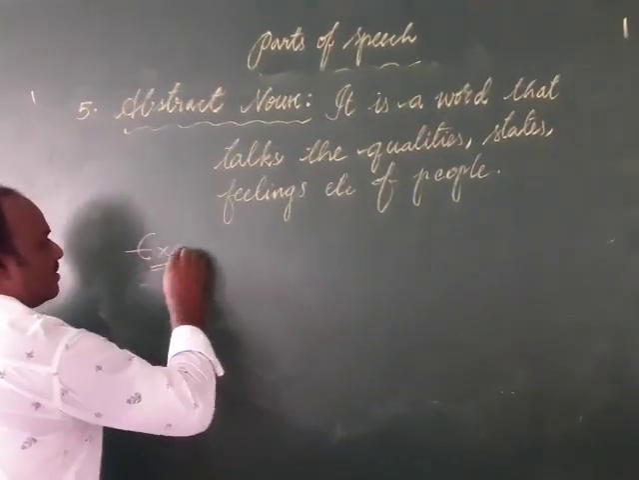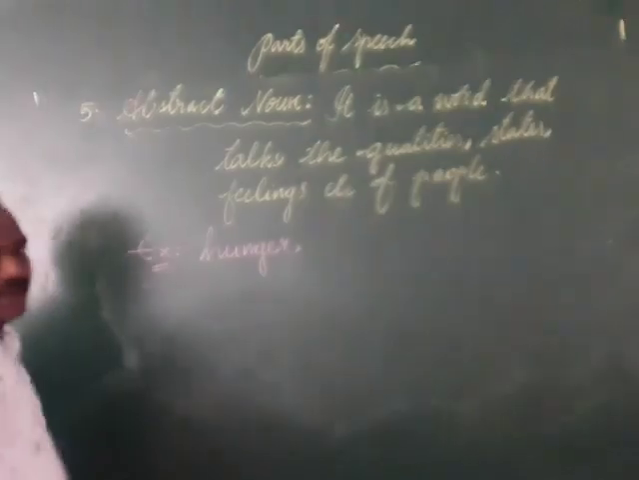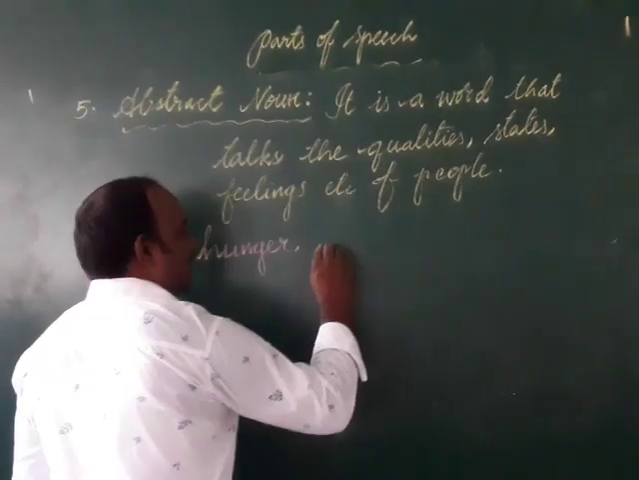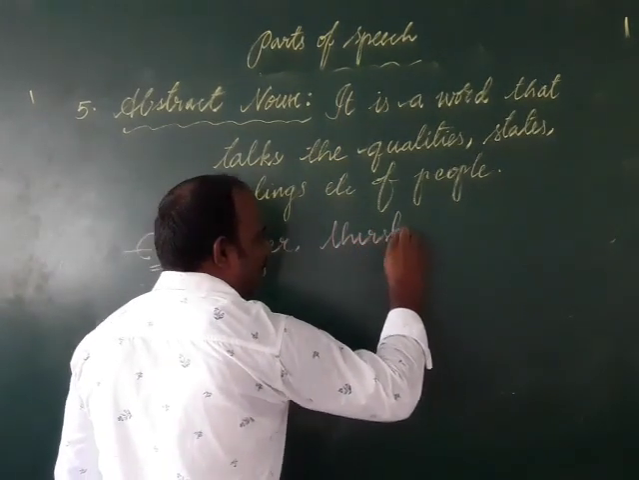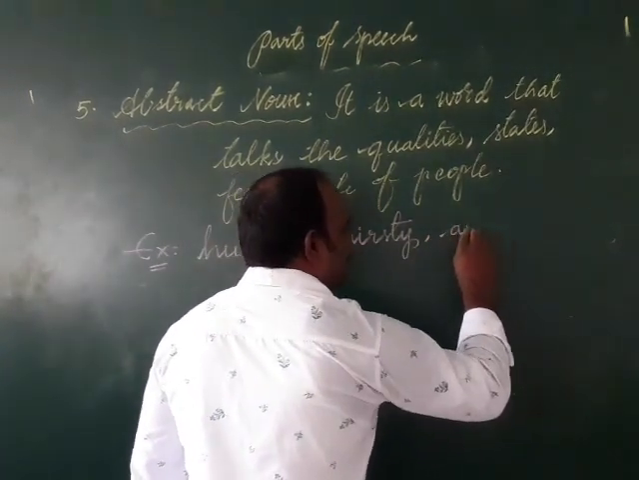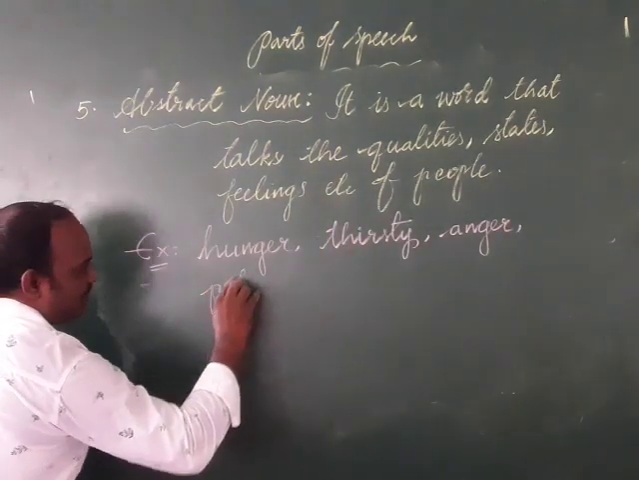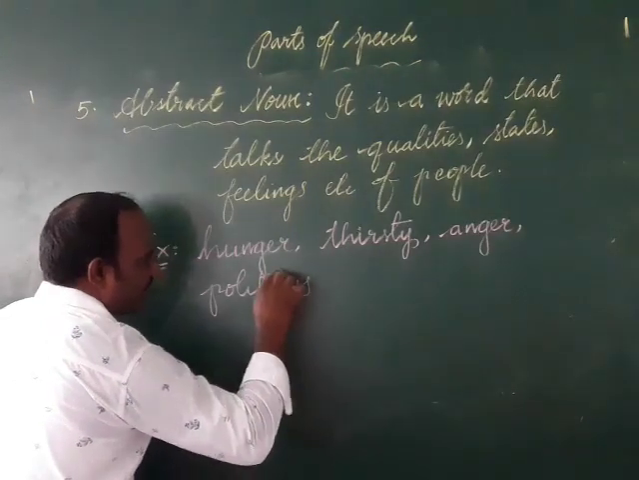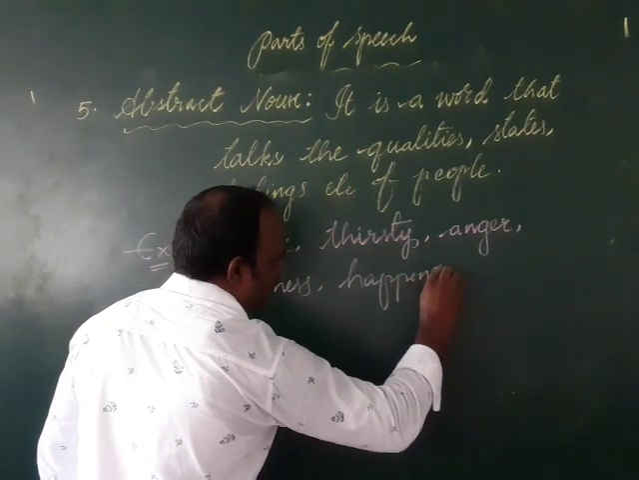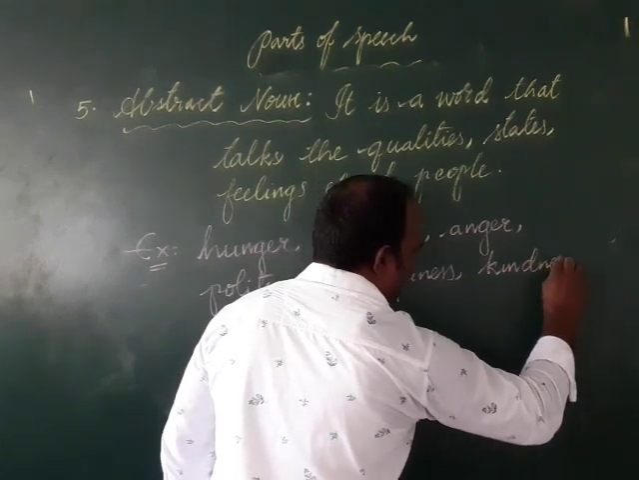Examples. Hunger. Hunger is a state or a feeling of a person. Thirsty. Thirsty is a feeling of a person. Anger. Politeness. Happiness. Kindness, etc.